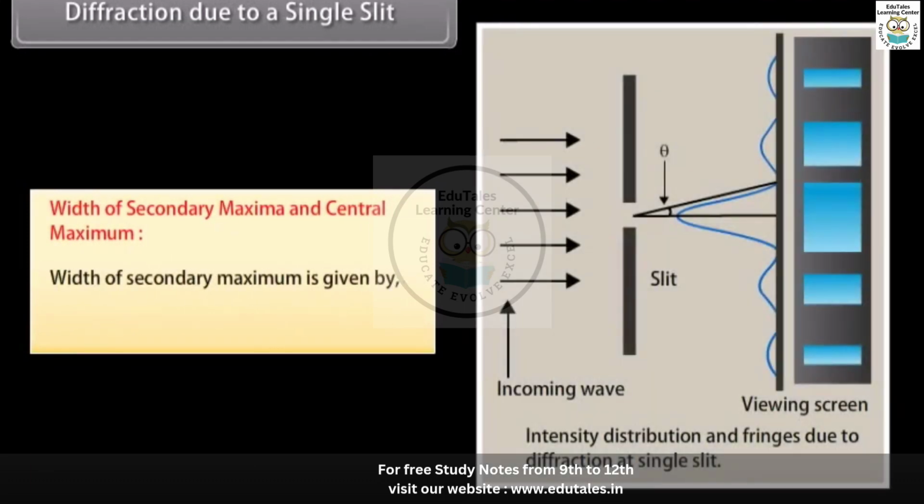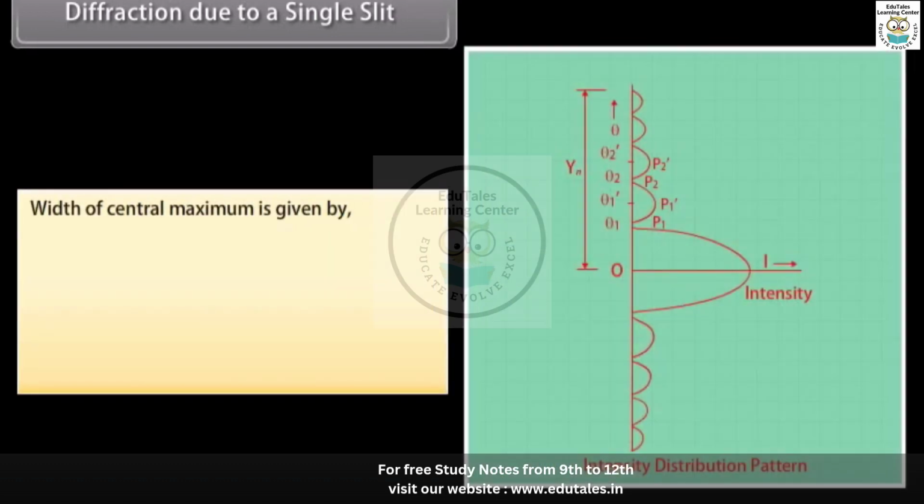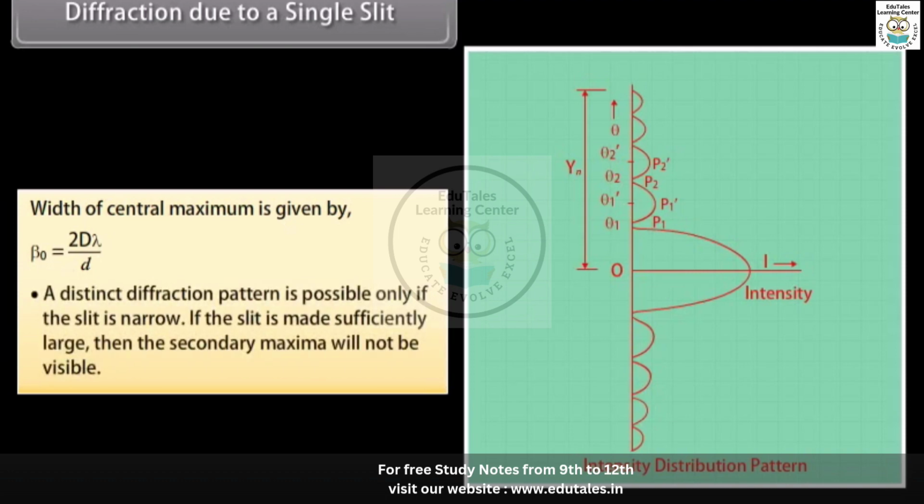The width of a secondary maximum is given by beta = D lambda upon small d. The width of the central maximum is given by beta naught = 2D lambda upon small d. A distinct diffraction pattern is possible only if the slit is narrow. If the slit is made sufficiently large, then the secondary maxima will not be visible.